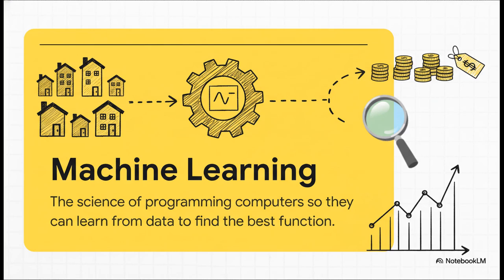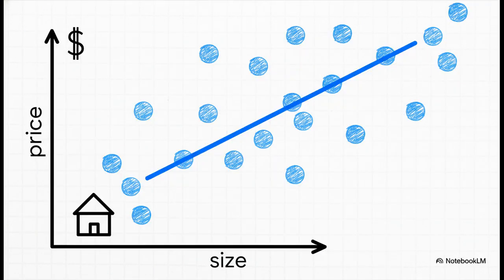And this is the absolute heart of machine learning. We're not telling the computer how to solve the problem step by step. Instead, we give it the ingredients, our data, and we tell it, your job is to figure out the best possible recipe. A recipe that can take one thing, our input, which is the house size, and spit out the output, the predicted price.